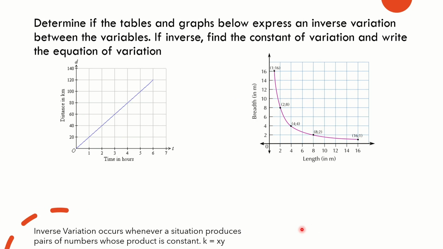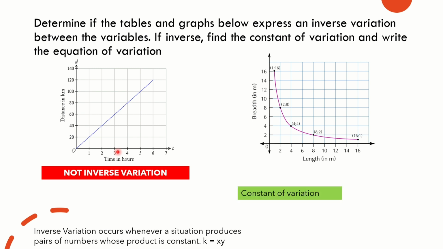Let's continue. This time I have two graphs. Let's try to figure out which one of these exhibits an inverse variation. Now, in graph number 1, notice that it is a straight line. If you remember, by definition, the graph of an inverse variation is not a straight line. So we conclude that graph number 1 is not an inverse variation. Next, let's examine graph number 2. Although it's not a straight line, we cannot determine yet if this is an inverse variation. First, we need to figure out the value of our constant of variation.